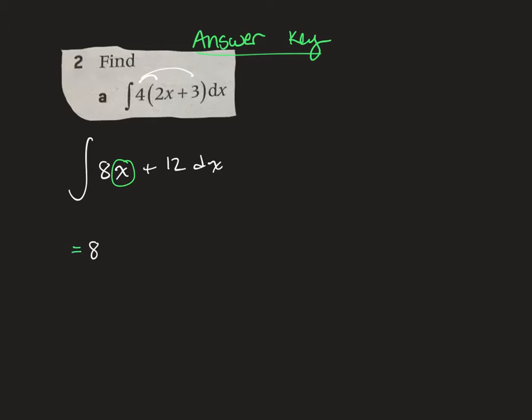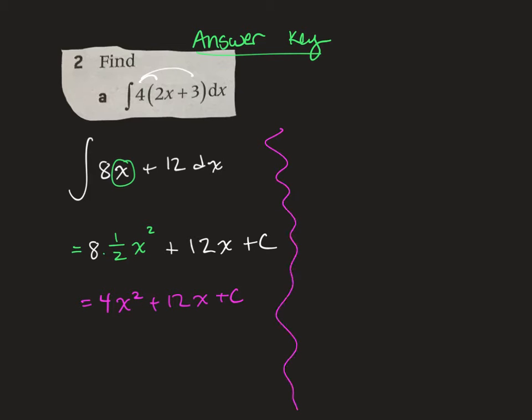The antiderivative of x is 1/2 x squared, plus the antiderivative of 12 is just going to be 12x, plus c. So you'd get equals 4x squared plus 12x plus c. 1000% that is okay. But I think the reason that they added it here is that you could treat this like a u substitution. So I'm going to show you what that would look like as well.